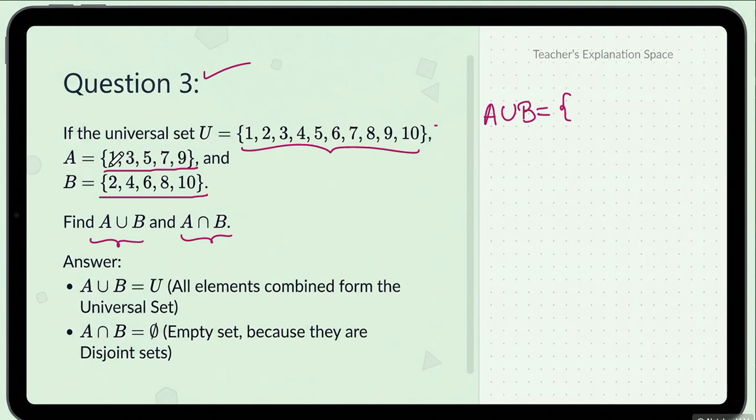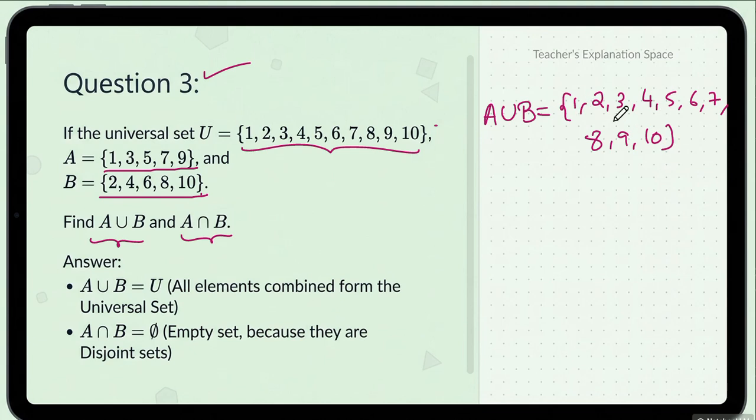A union B means we have to combine both the sets. So what are the elements of A? 1, 3, 5, 7, 9. And what are the elements of B? 2, 4, 6, 8, 10. So you have to combine all the elements: 1, 2, 3, 4, 5, 6, 7, 8, 9, and 10.